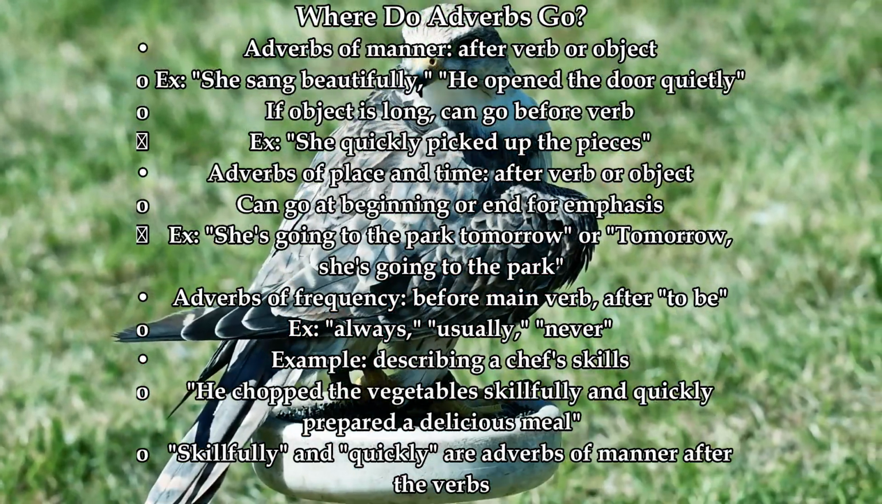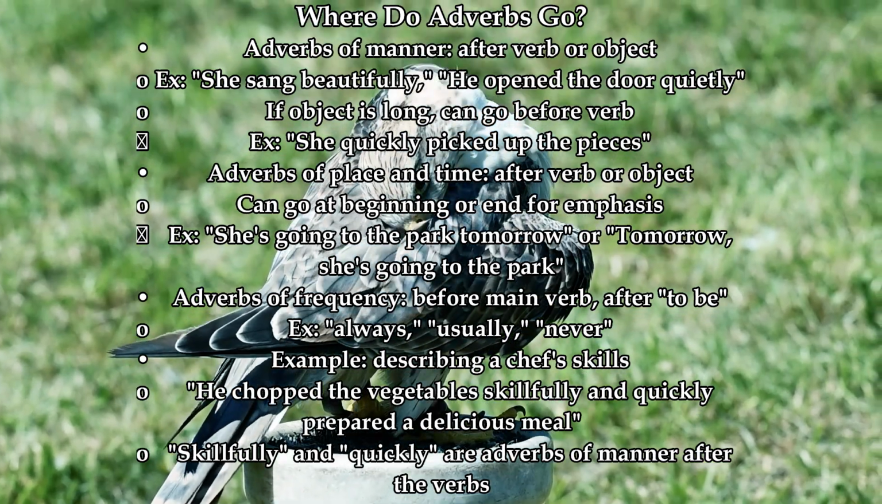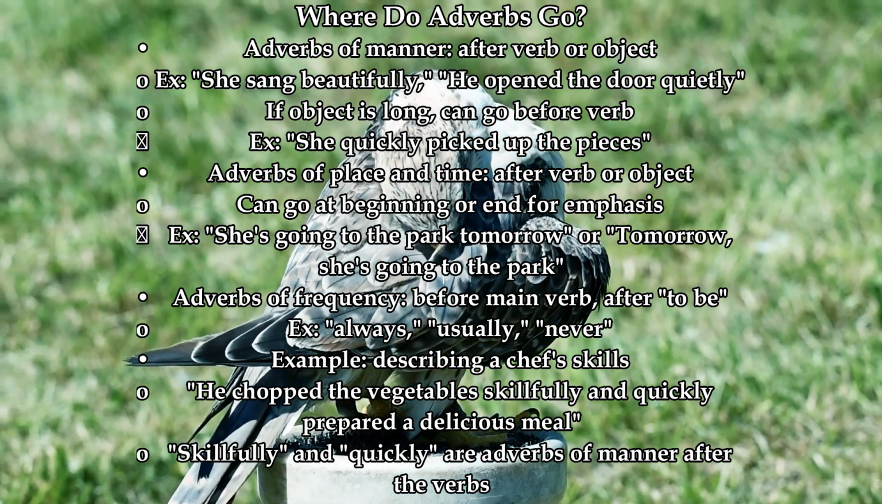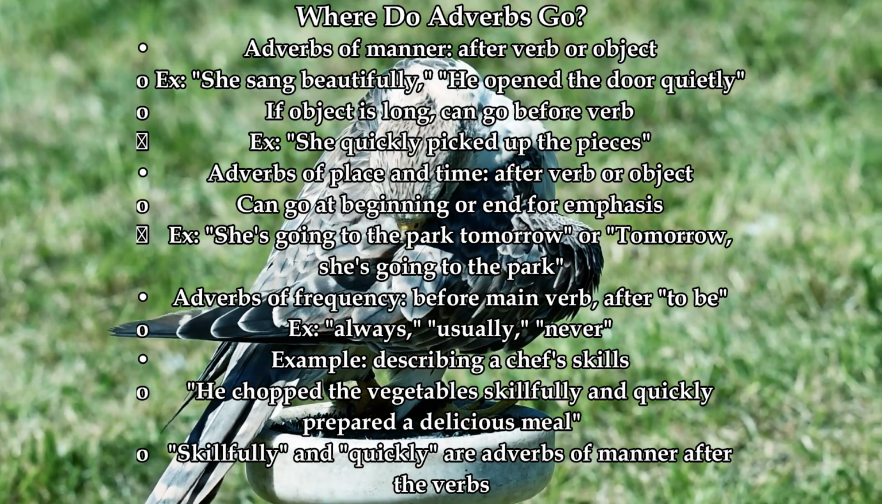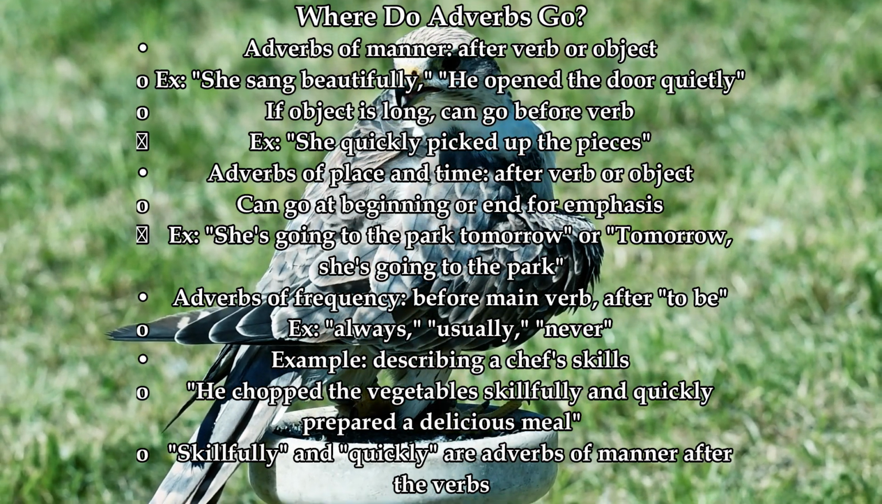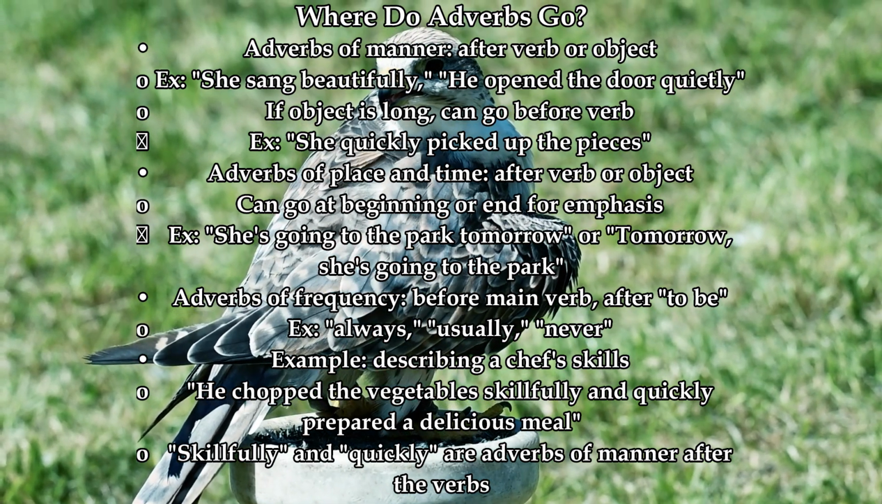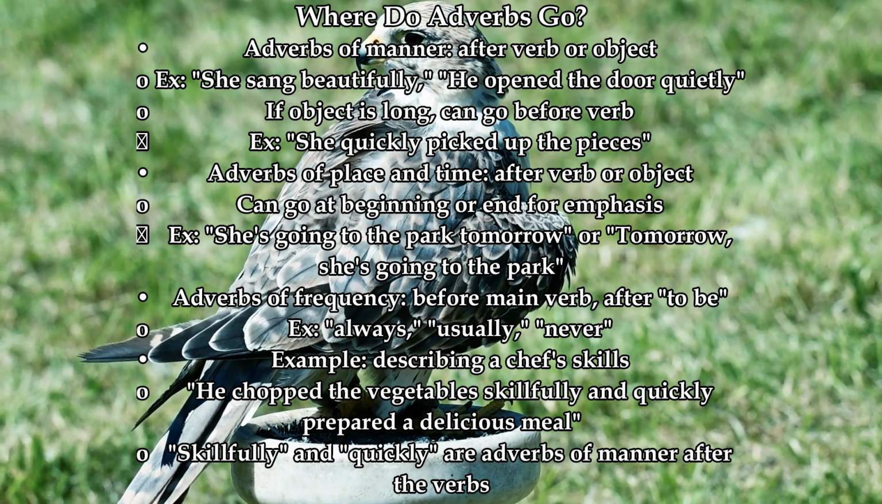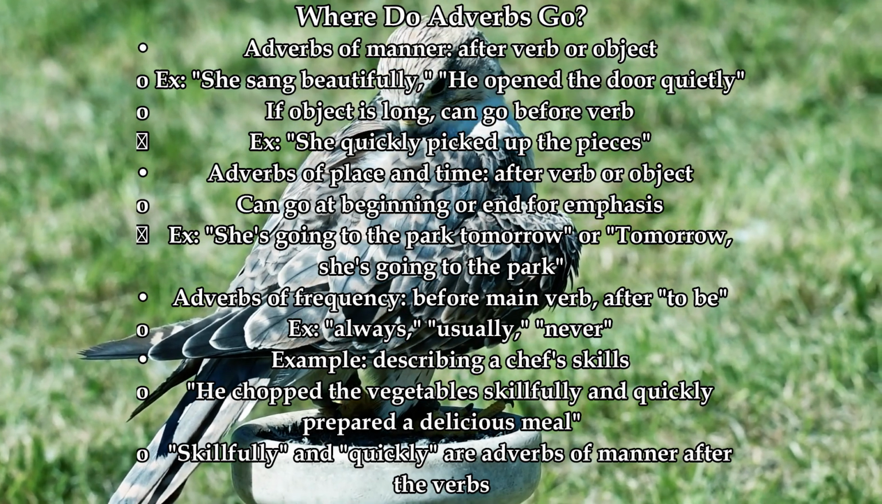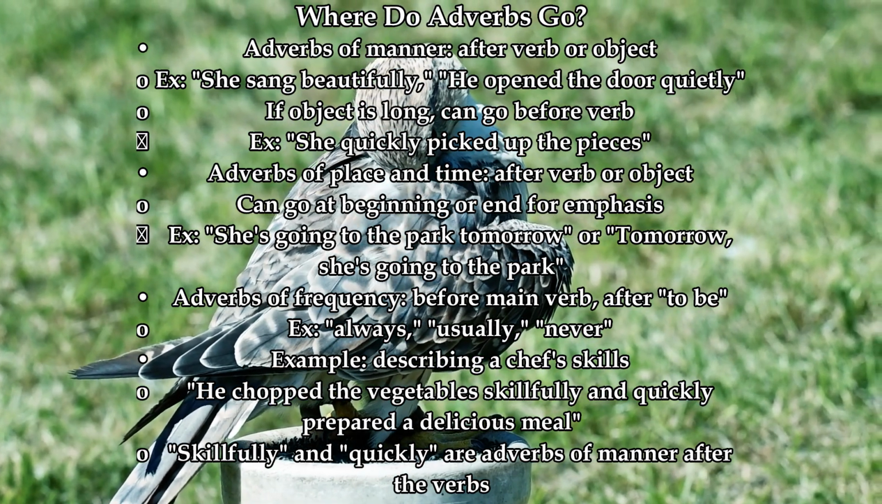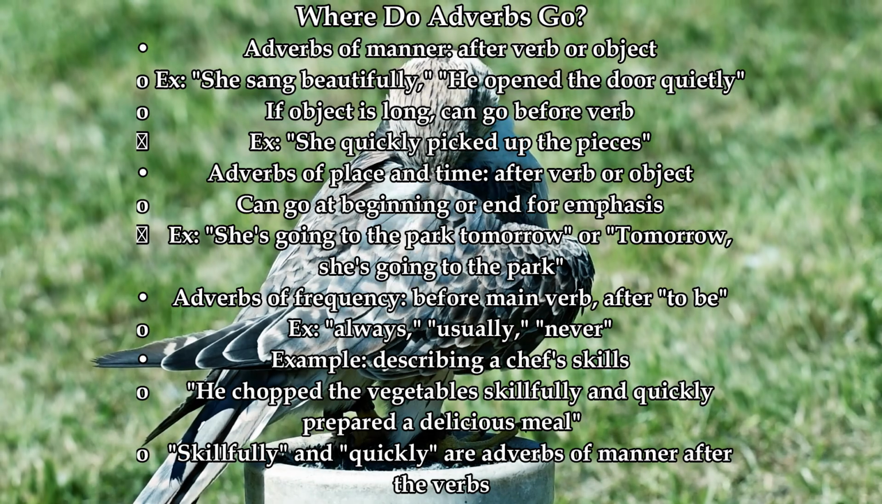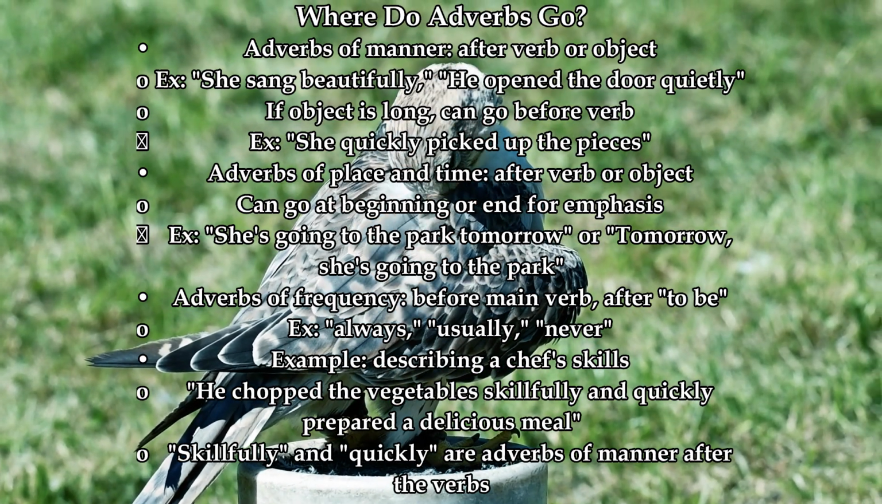Adverb placement. Now, let's talk about where adverbs go in a sentence. Adverbs of manner usually come after the verb, or after the object if there is one. For instance, she sang beautifully, or he opened the door quietly. However, if the object is long, the adverb can come before the verb, like in, she quickly picked up the pieces of the shattered vase.